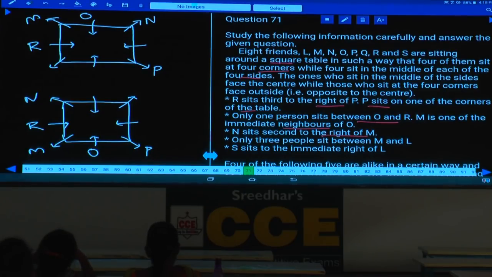Only 3 people between M and L. L is here. Now in this case, 3 people between M and L means these two persons must be opposite to each other, which is not possible because M and P are opposite to each other.